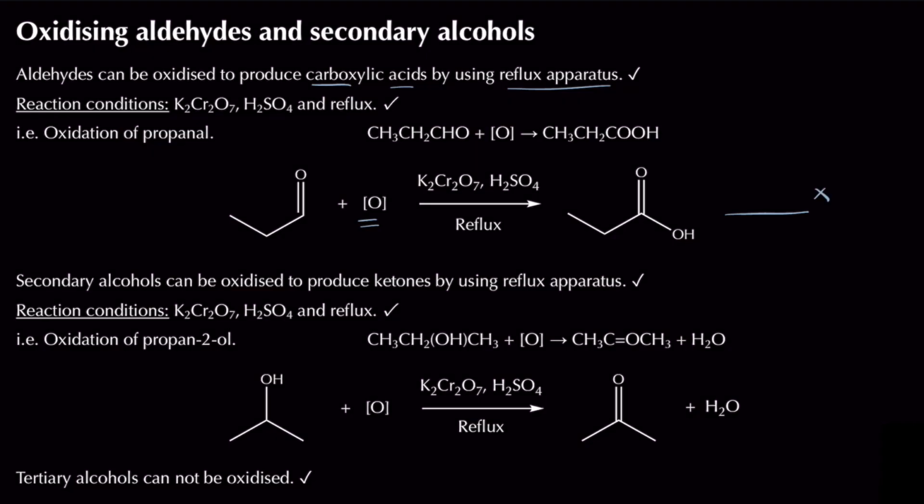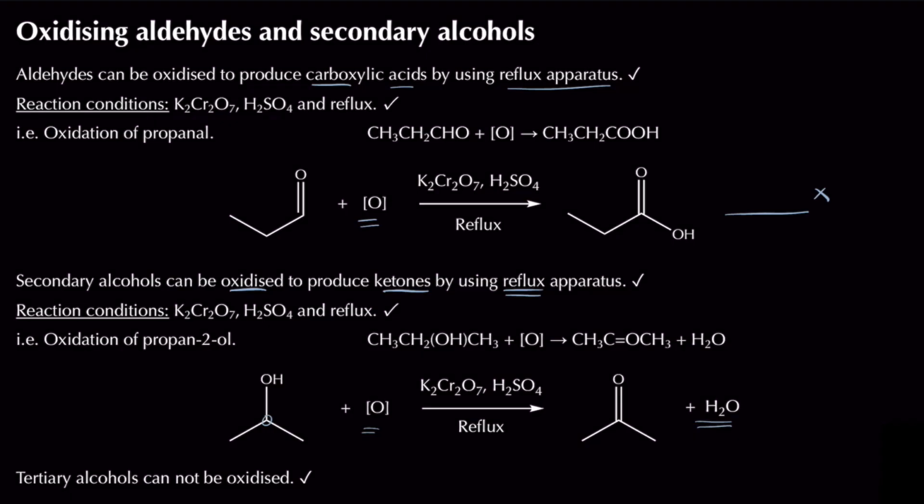If you were to look at secondary alcohols, these could be oxidized to produce ketones this time, and we're using reflux apparatus. You can use distillation as well, but of course we use reflux because we want a high yield of our product. Reaction conditions, again same thing, oxidizing agent there, sulfuric acid there, reflux, but this time we're forming the carbon-oxygen double bond. We're forming it on the 2 position over here. So again, I'm taking propan-2-ol, one lot of oxidizing agent, I'm making propanone, and then of course one lot of water as well.